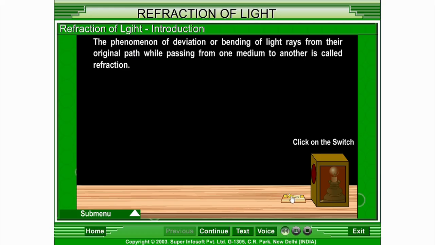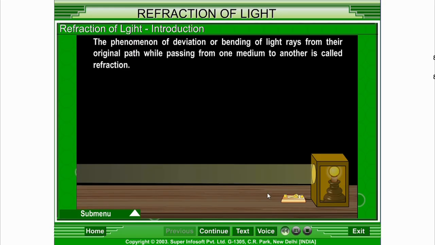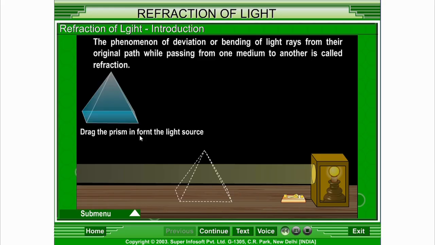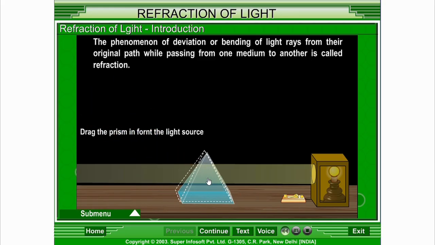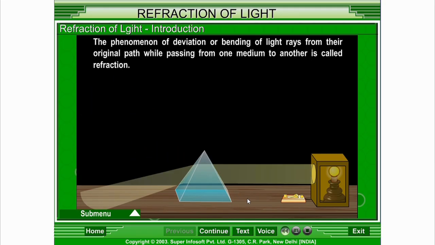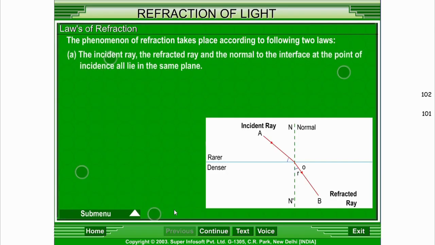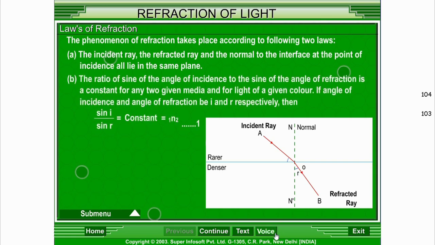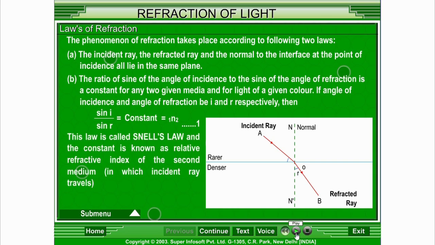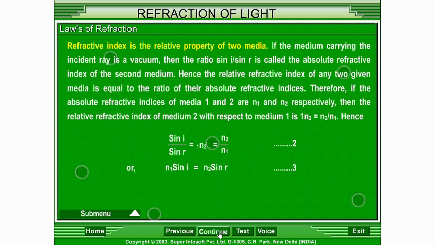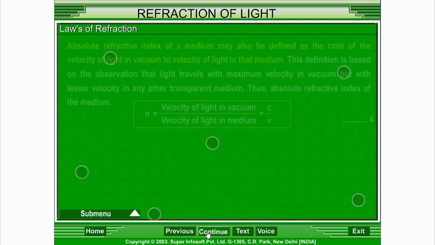Introduction. In a homogeneous medium, light rays travel along a straight line. But whenever a ray of light passes from one transparent medium to another, it gets deviated from its original path while crossing the interface. The phenomenon of refraction takes place. Refractive index.